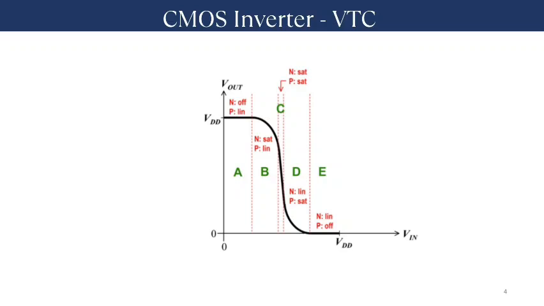In this curve, the point C is the midpoint voltage, that is called Vm. In this condition, both transistors are in saturation region, because the PMOS is going from saturation to cutoff, and the NMOS transistor is going from cutoff to saturation region. Therefore, this point, that is region C, is always the midpoint voltage. Both the transistors are saturated in this region.